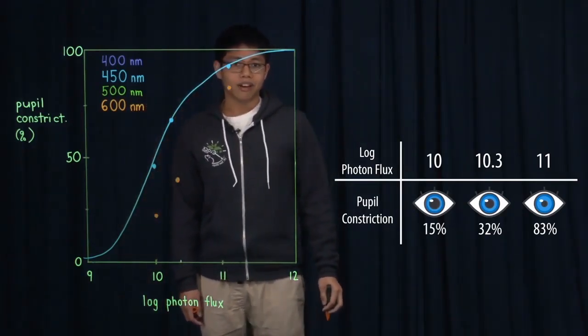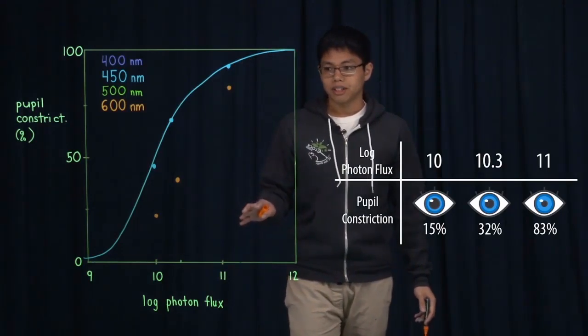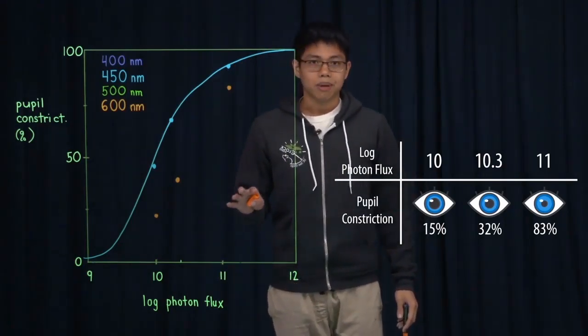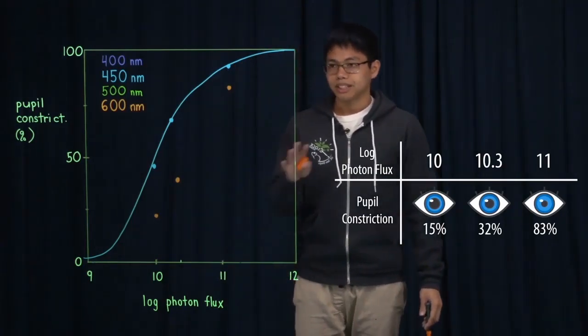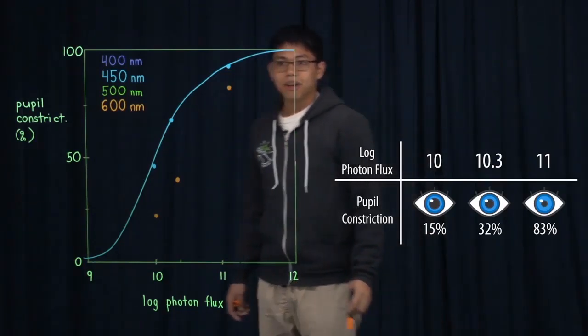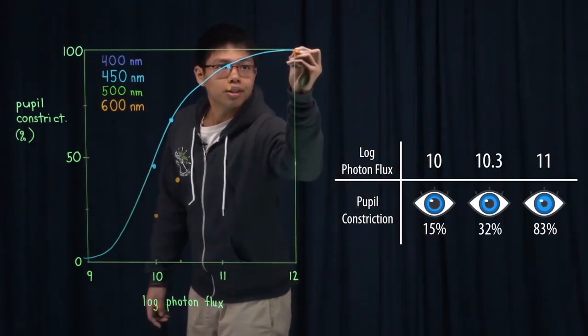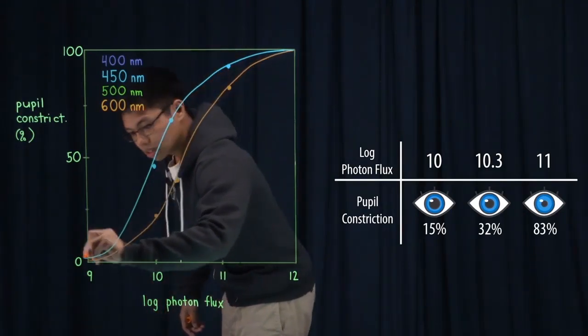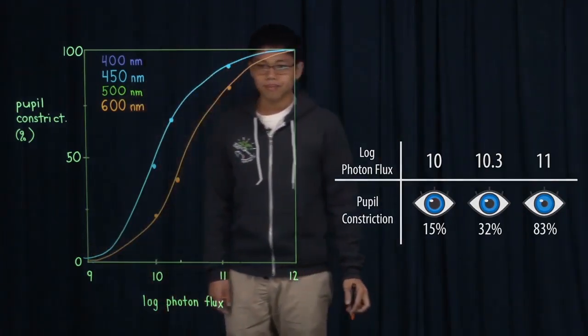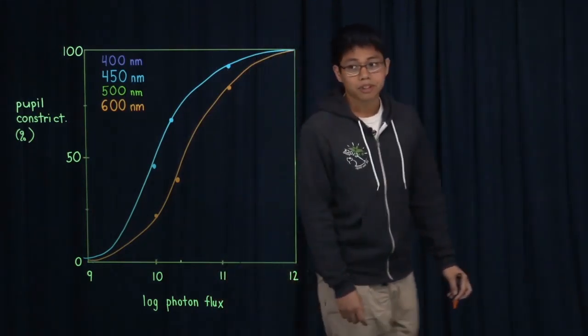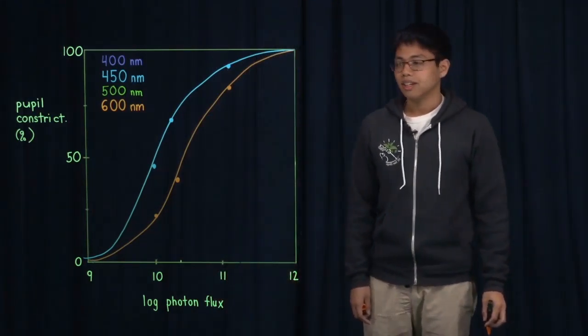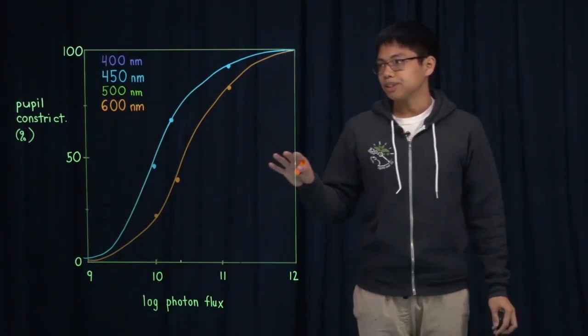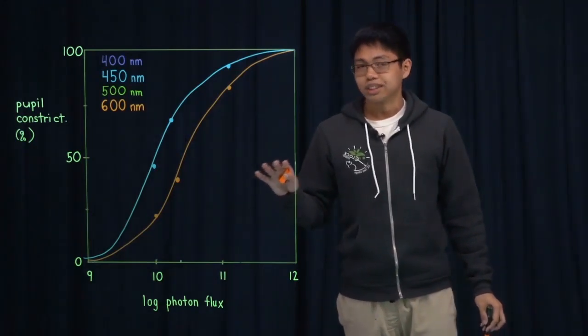Now, once again, we have only 3 data points plotted here, but in this type of experiment, we would have many more light intensities tested. If we were to plot these points and draw a curve, it would look like this. Now we have a Fluence response curve for 600 nanometer light. Notice how it's shifted to the right compared to our previous curve, but retains a similar shape.